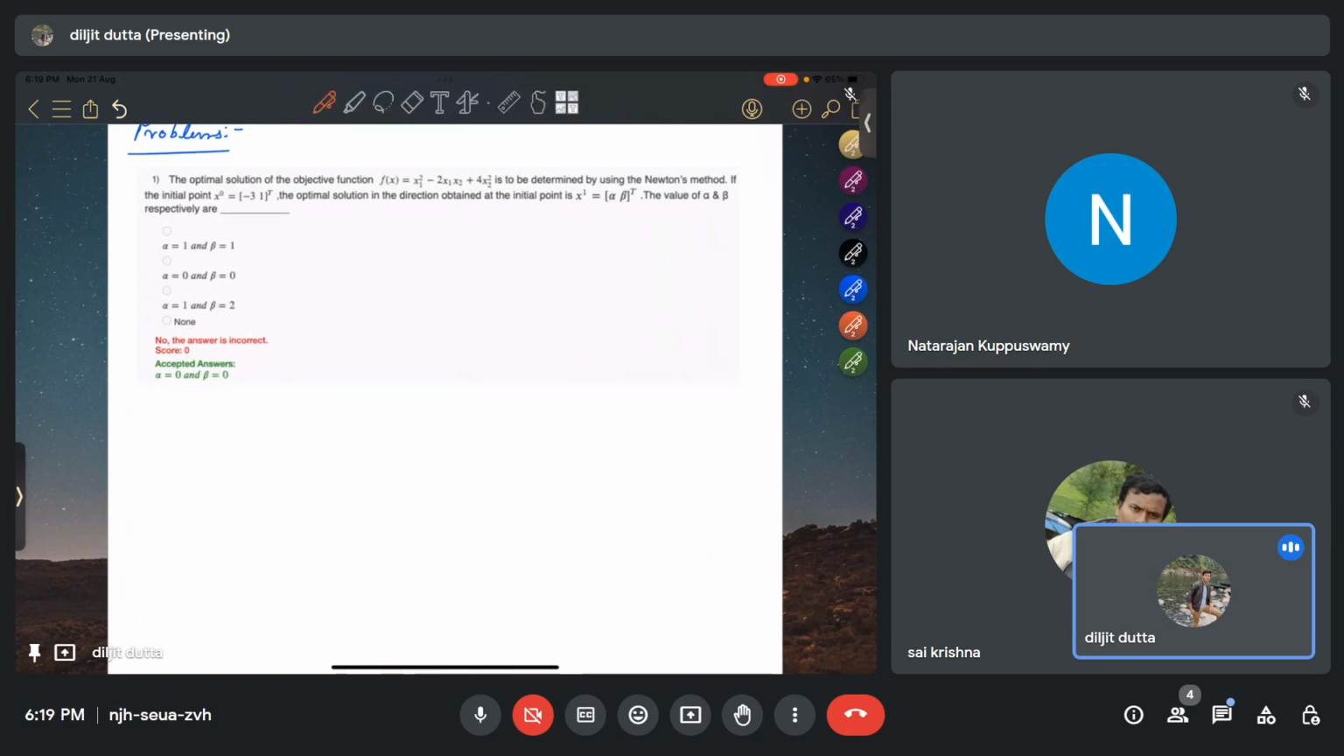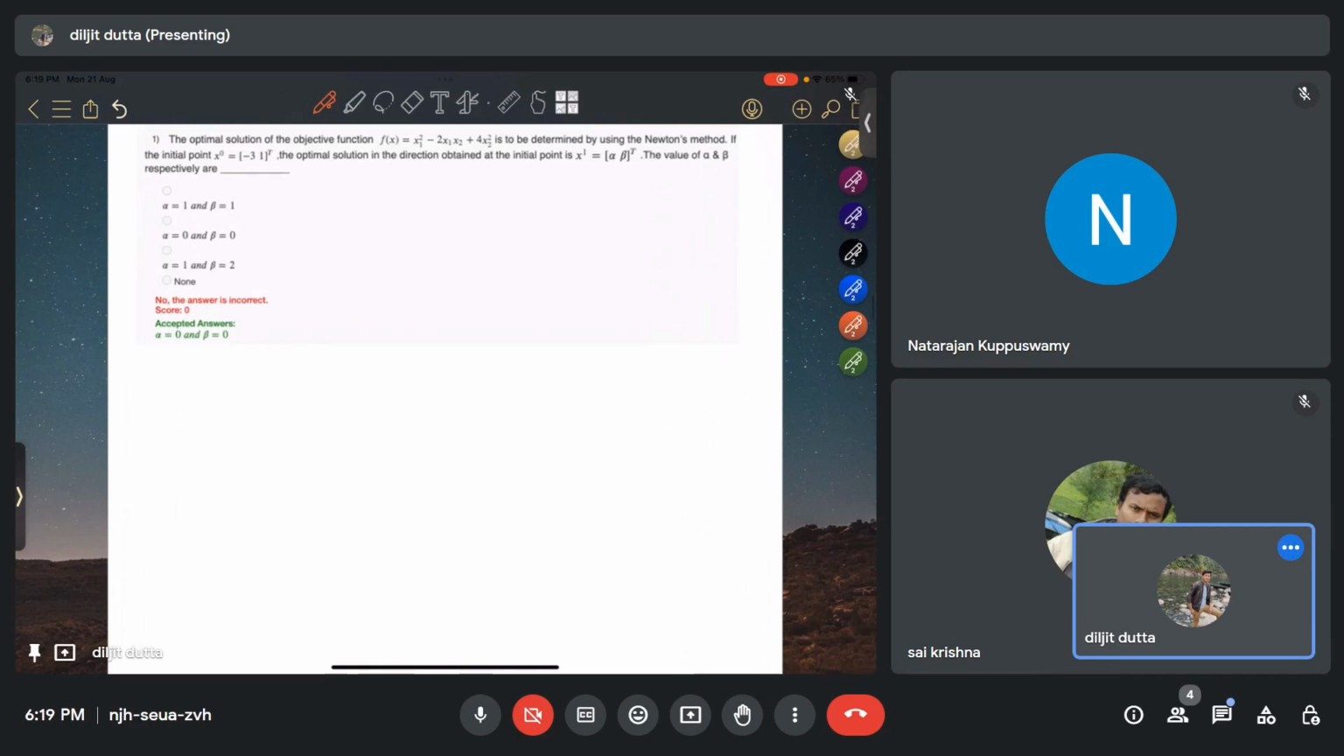The optimal solution of the objective function f of x is to be found. Now f of x is given as x1 square minus 2 x1 x2 plus 4 x2 square. So this is a function of two variables, x1 and x2. The optimal solution of this objective function is to be determined by using Newton's method.